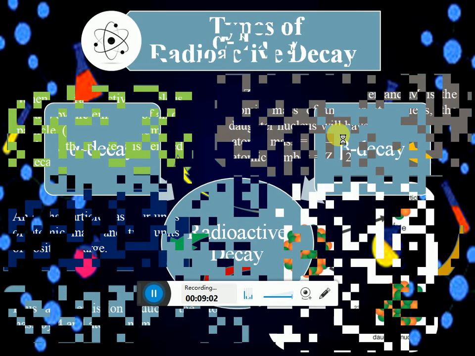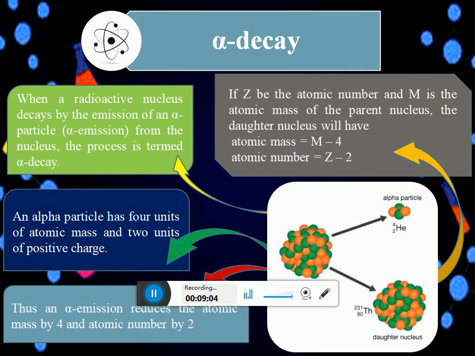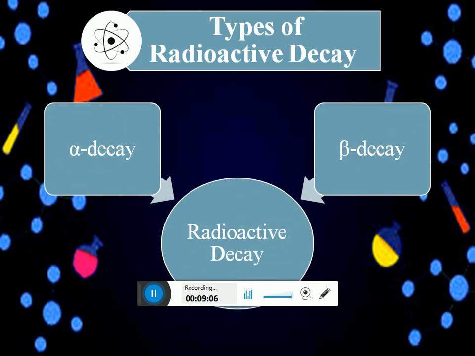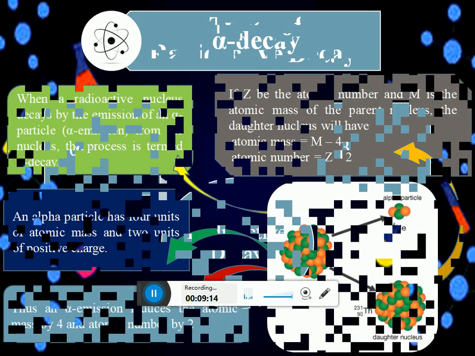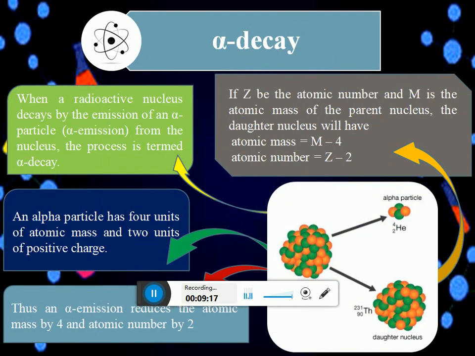And why not gamma decay? Because gamma does not contain any particles, so we cannot find gamma decay. So let's see alpha decay.